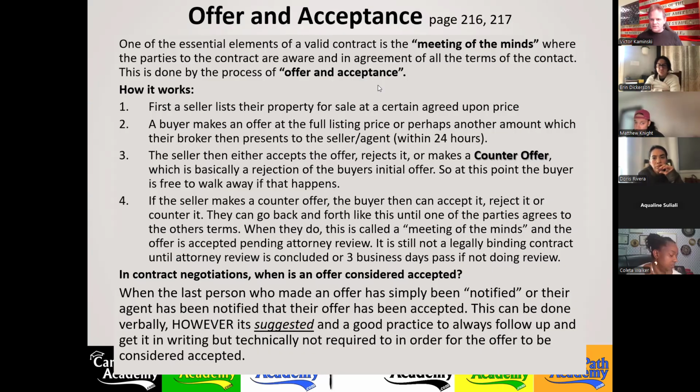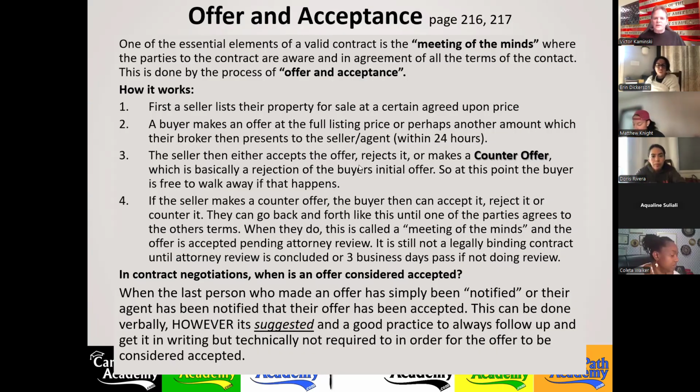So how does offer and acceptance work? Well, first the seller lists their property for sale at a certain agreed upon price. We did a CMA, we did that whole presentation for the owner to let them know how much their home is worth, and we come to a conclusion of how much we're going to list it for. So we list it at that price, and then a buyer makes an offer at that full listing price, or perhaps another amount. Maybe they lowball it or whatever. They go back and forth.